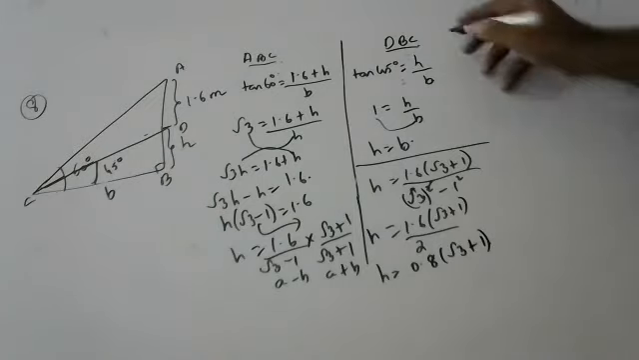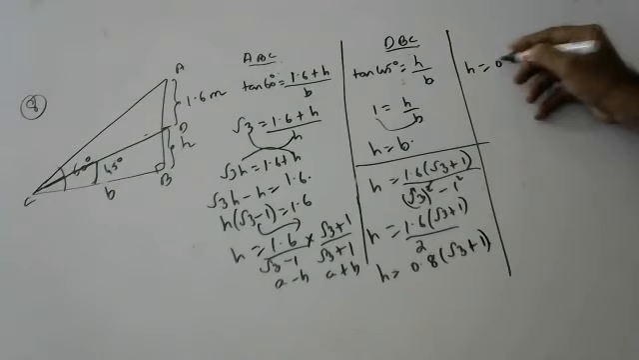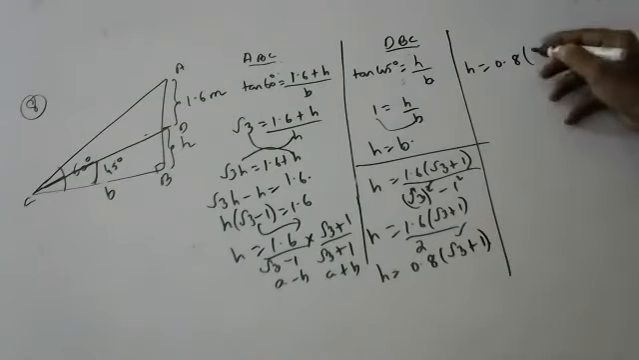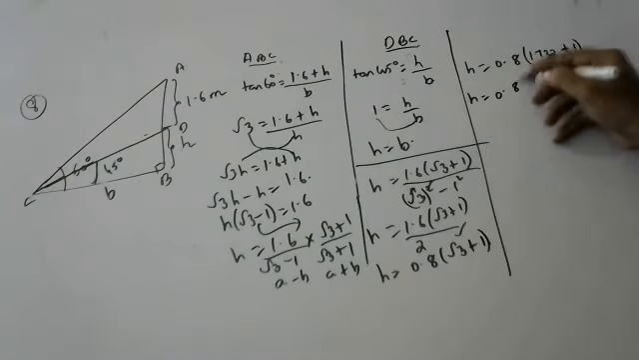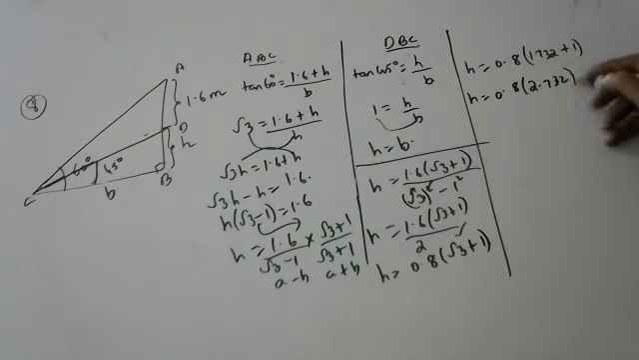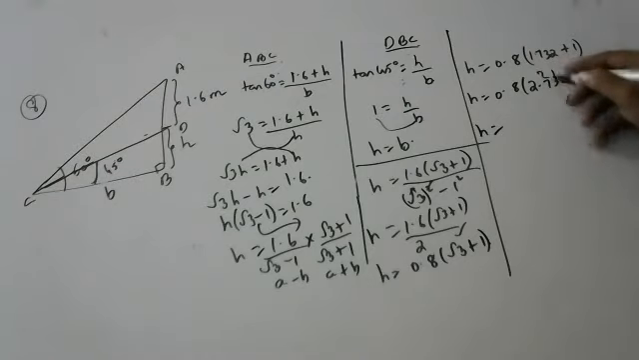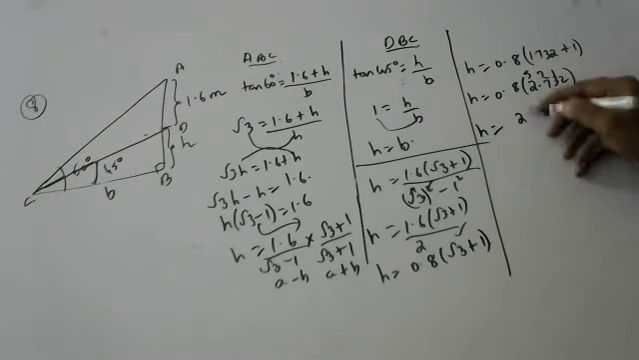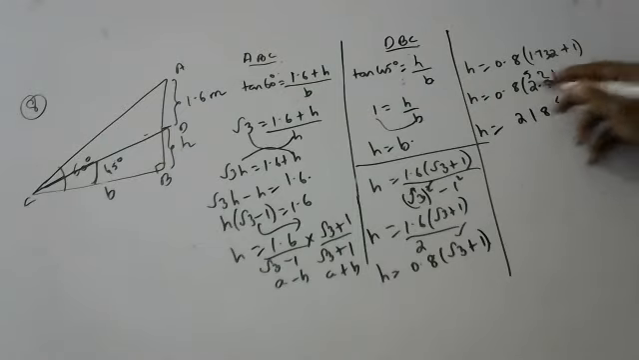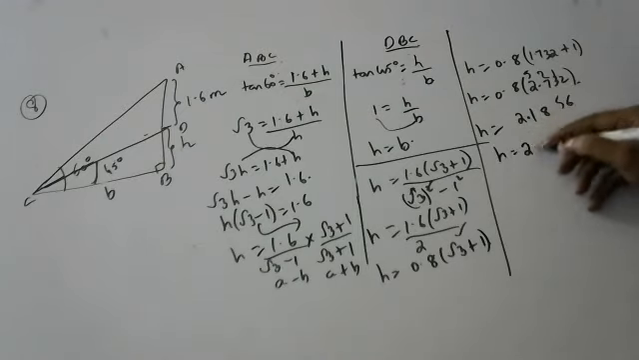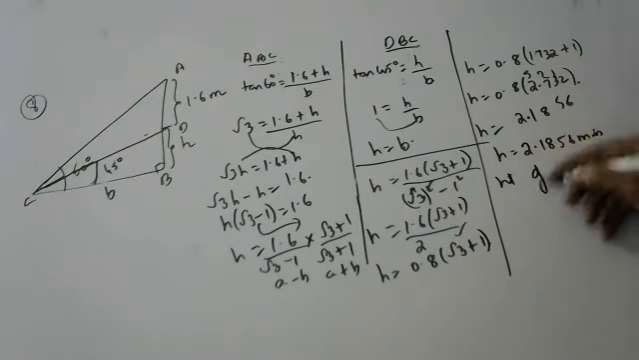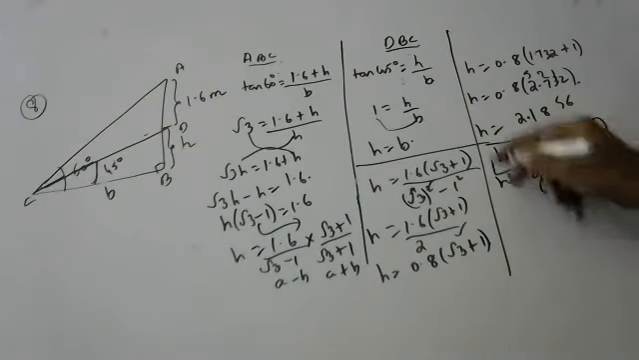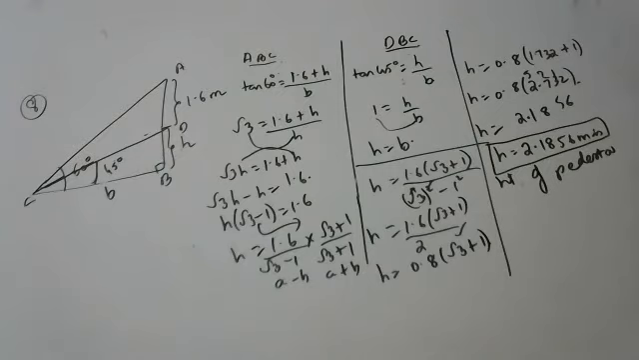Okay, children? So h is equal to 0.8 into root 3 plus 1, root 3 is 1.732, plus 1. h is equal to 0.8 into 2.732. h is coming 2.1856 meters. That is the height of the pedestal. A pedestal is a big stand made up of concrete. Okay, this is how we are going to do this.